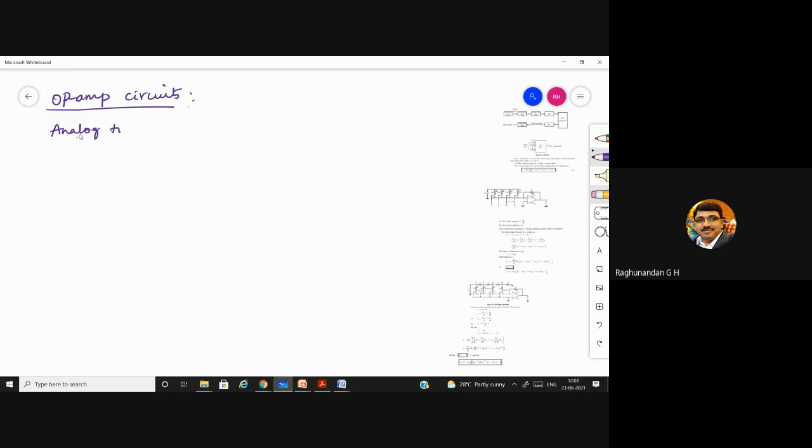Analog to digital and digital to analog converter.